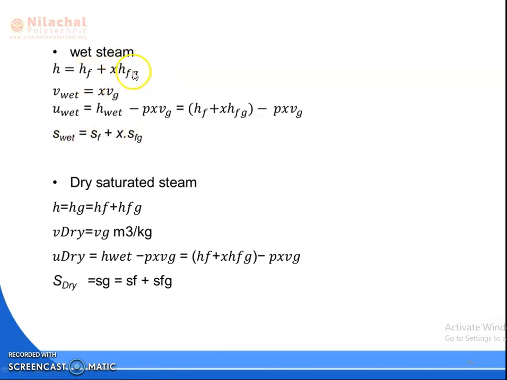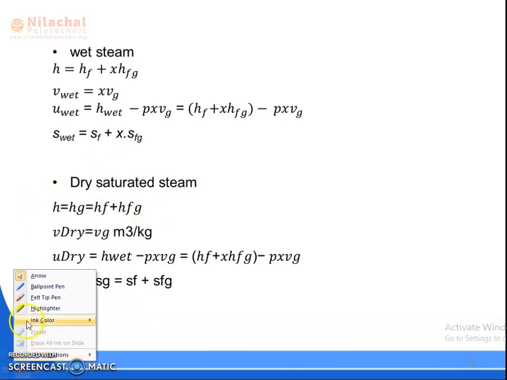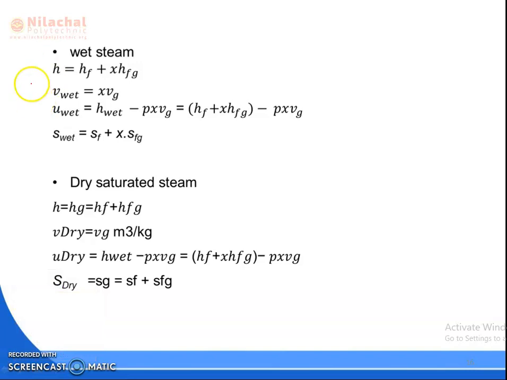So here hf, hfg, vg, sf, sfg, these values are taken from what? The steam table, according to the pressure and temperature given. Yes or no? Then consider dry saturated steam. What is its enthalpy? Enthalpy is equal to hg, or you can calculate it as hf plus hfg.